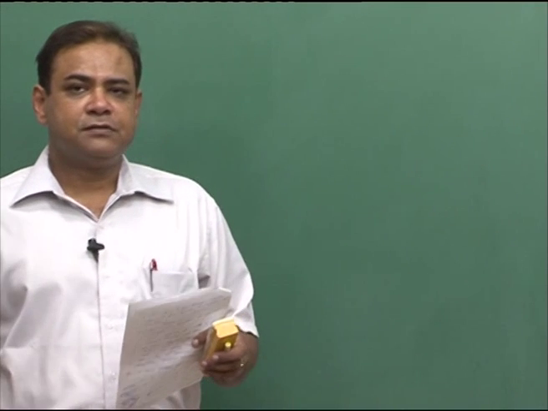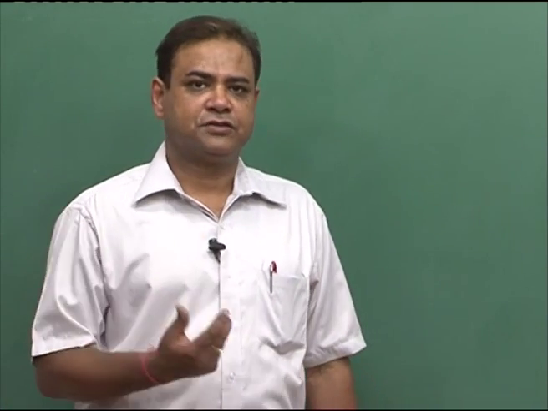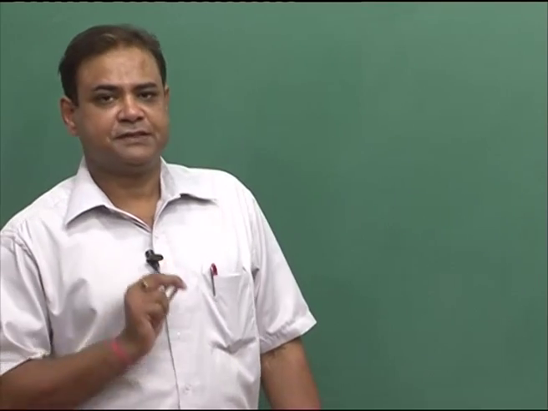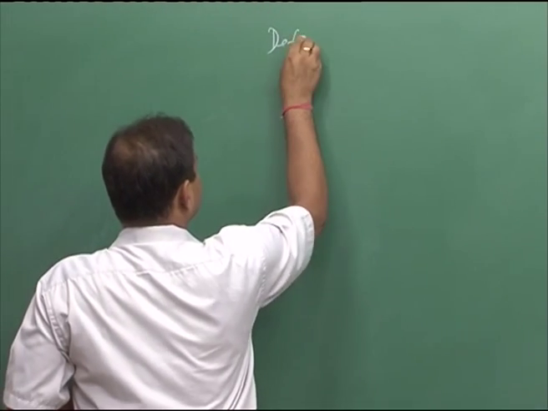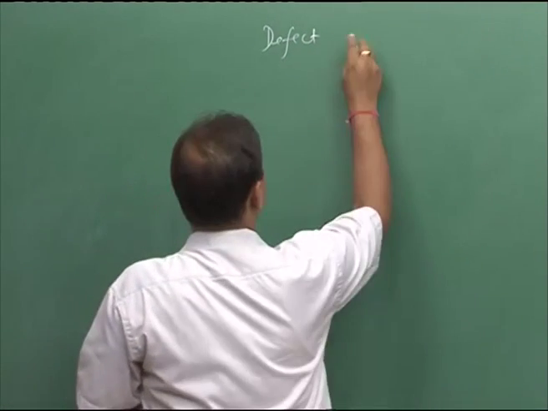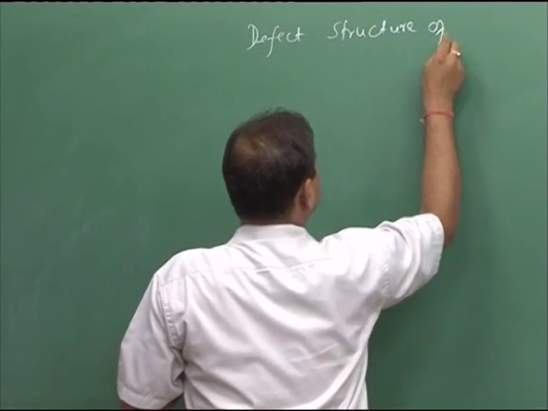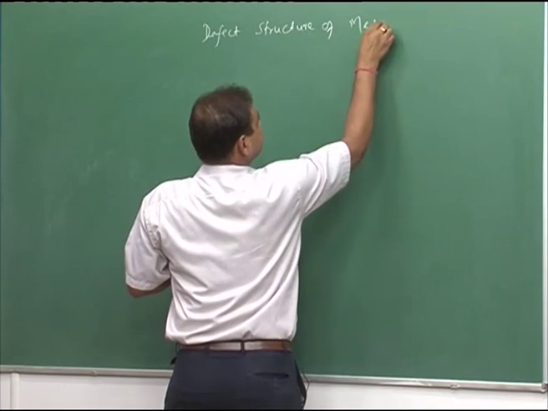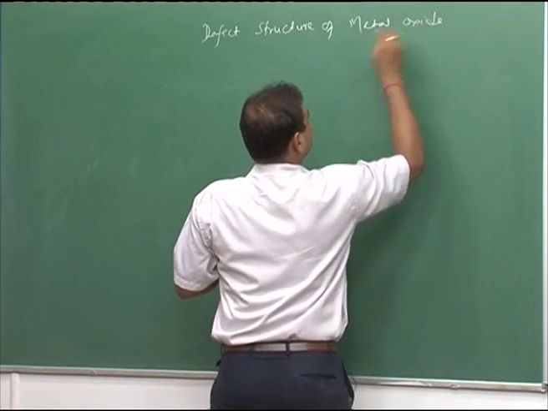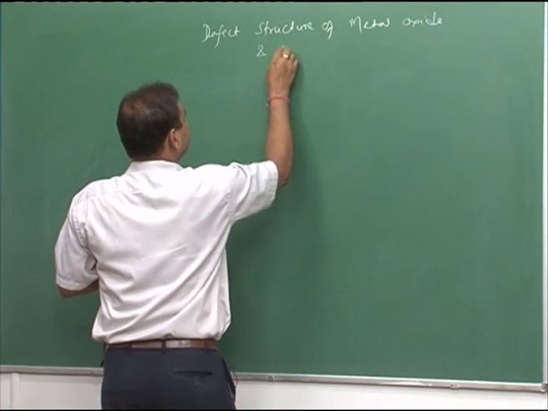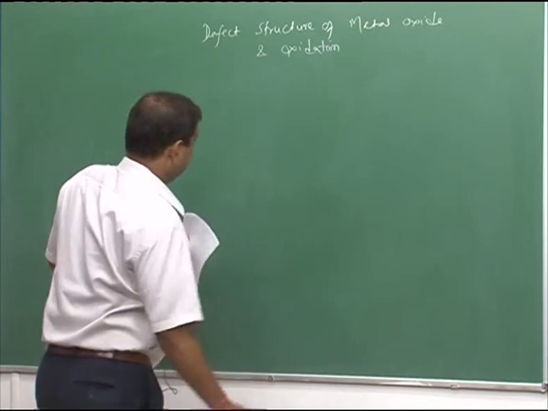Basic structure of metals and alloys, oxide and its oxidation will be discussed. So, defect structure of metal, oxide and oxidation.